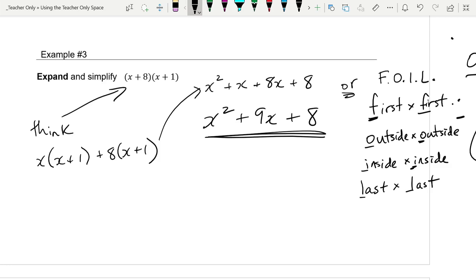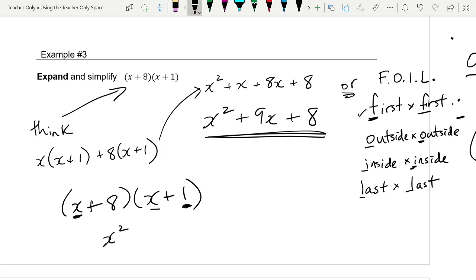So let's follow through, and let's just re-look at this question using our fancy new language here of FOIL. So the first times the first is where that x squared comes from. So that takes care of that one. Outside times outside. What I mean by that is this is the outside number and this is the outside number. If you were in driver's ed, you'd make sense of that. Oh yeah, the outside lane, the one closest to the curb, right?